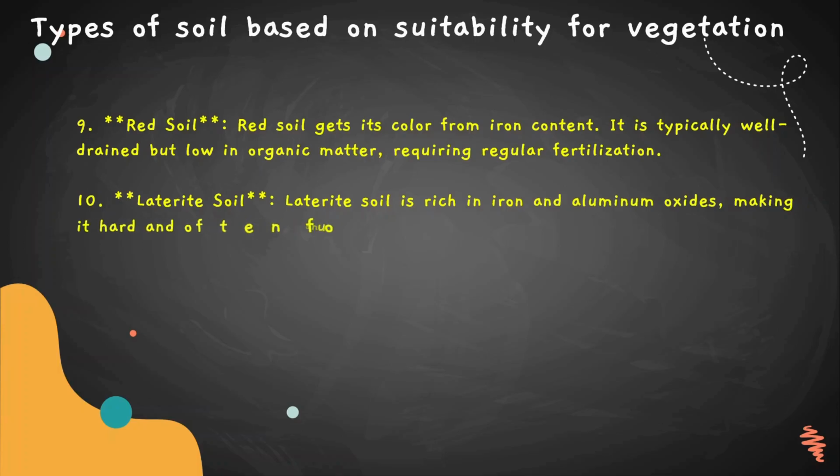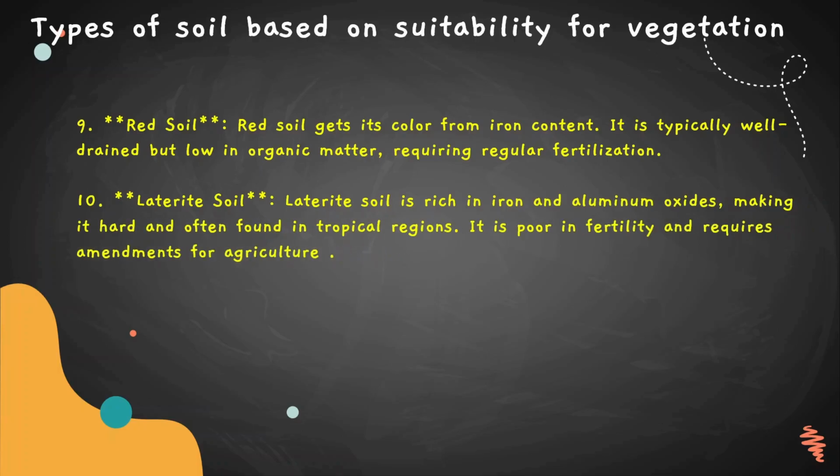Then in the 10th position, we have laterite soil. Laterite soil is rich in iron and aluminum oxides, making it hard and often found in tropical regions. So the presence of aluminum oxides makes it a bit hard. It is poor in fertility and requires amendments for agriculture. Means it can be used for agriculture, but it needs proper amendments. Proper precautions or some mixture is required for this kind of soil.